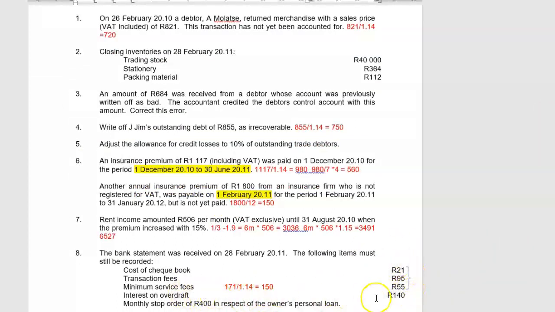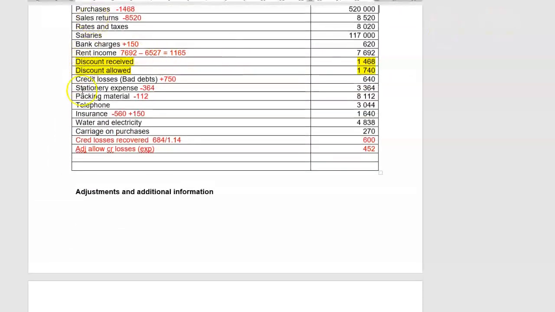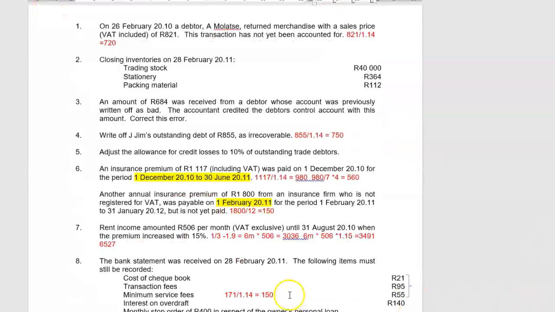Then there was interest on overdraft of 140 Rand. Now, interest is not subject to VAT. We don't have interest paid here anywhere. So you're going to add that also to your income statement, interest expense, and that was 140 Rand. Then we've taken care of that one.